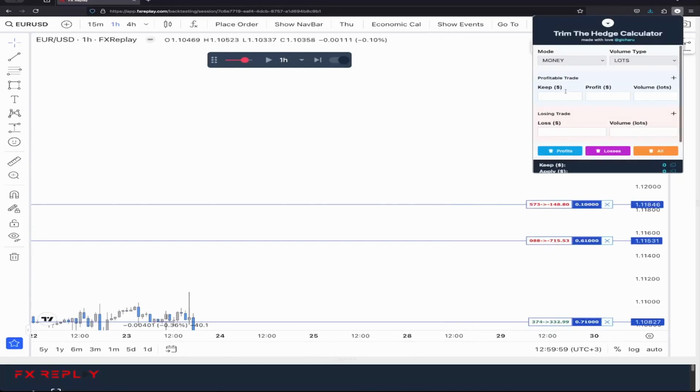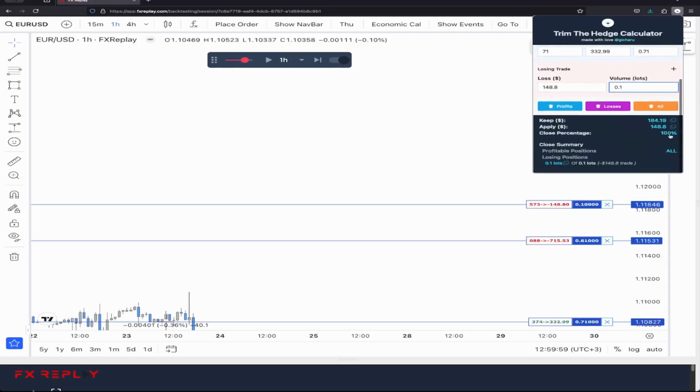So trimming time. Let me remove everything to keep my slate clean. So we are keeping $71 of our 0.71. We have a profit of 332.99 and our volume is 0.71. Remember, we are keeping 10 pips, which for EUR/USD, which is why I chose euro initially, tends to be around $10, so it keeps the math easy for me. So our loss, we have 148.8. It's 0.1. So are we closing 100%?